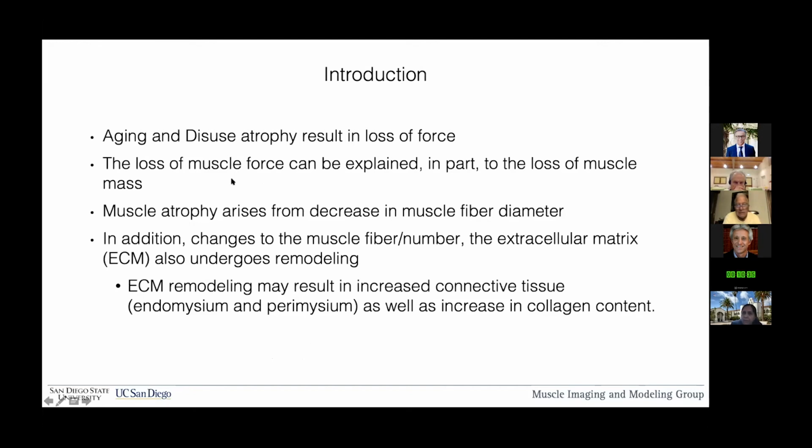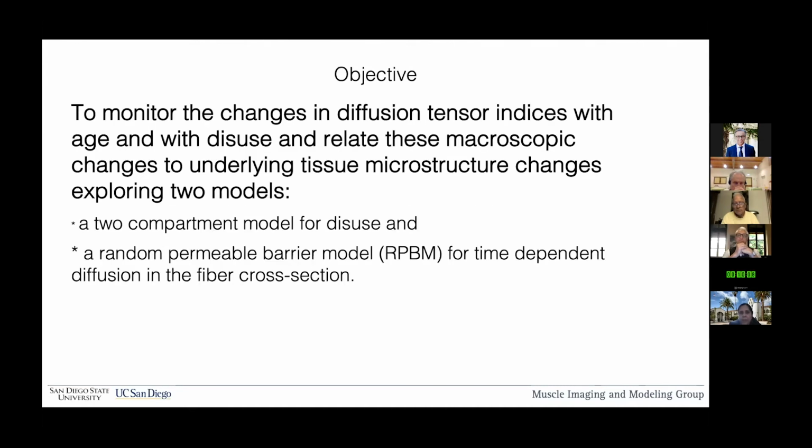Our results earlier showed that the loss of muscle force could only be explained in part by the loss of muscle mass. And so we wanted to see what other microstructural parameters are changing that potentially could clue us into how the diffusion values, the gross measures, were changing, and how that was related to muscle force loss. So one of them could be that the extracellular matrix is remodeling, and maybe the collagen content. So that was the objective: to monitor the changes in diffusion tensor indices with aging and disuse, and to relate these macroscopic quantities to the underlying tissue structure.